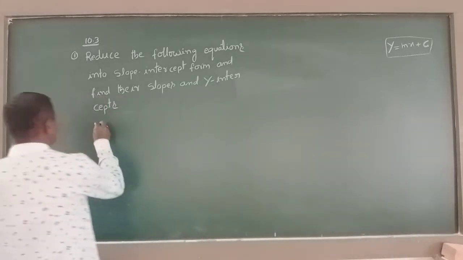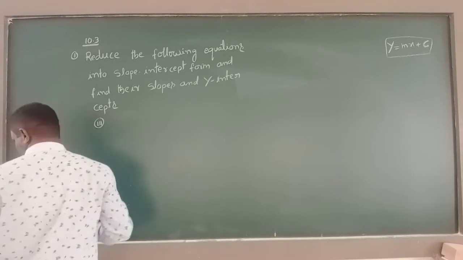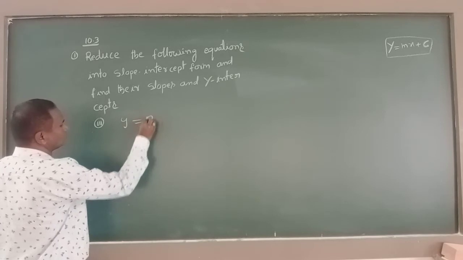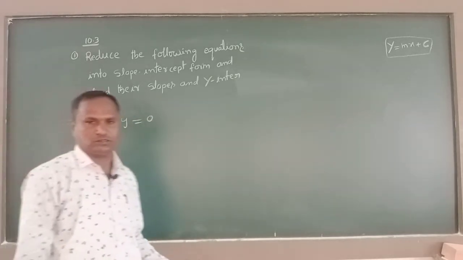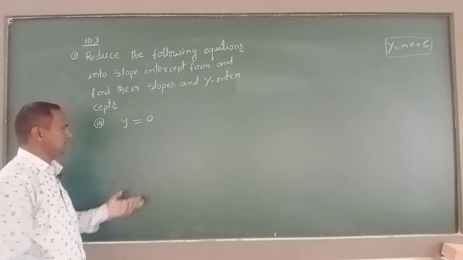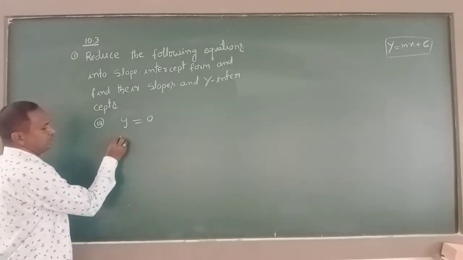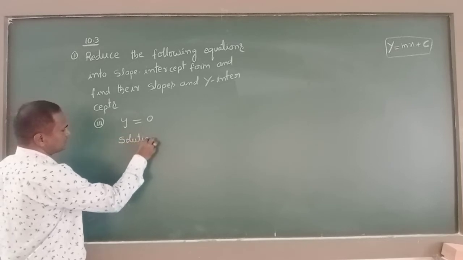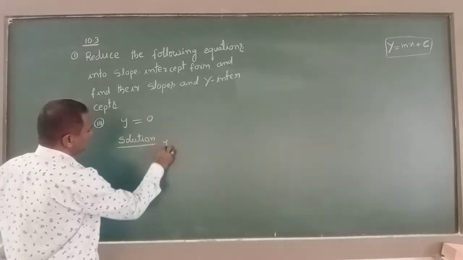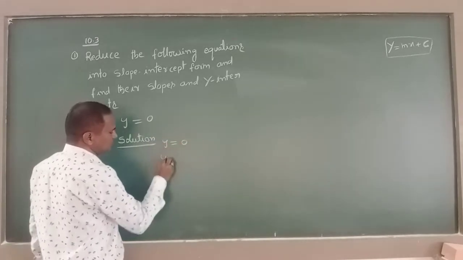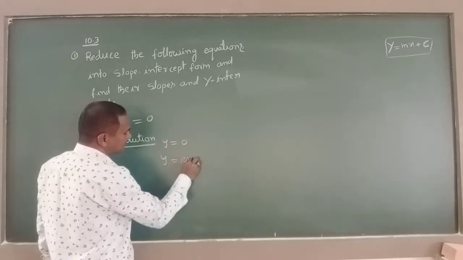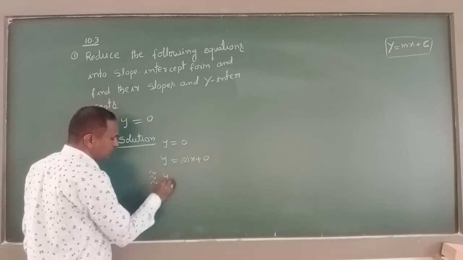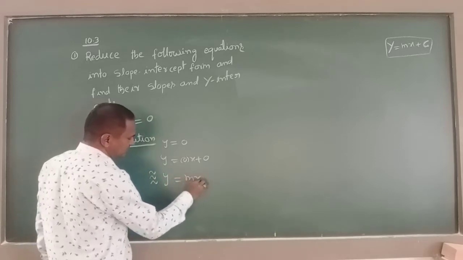The third question is y is equal to 0. They just gave y is equal to 0 only. But we can easily write it like this. See, in the solution, we are going to write y in this way. The solution to this question: y is equal to 0 can be written as y is equal to 0 of x plus 0. Now we are going to compare with y is equal to mx plus c.